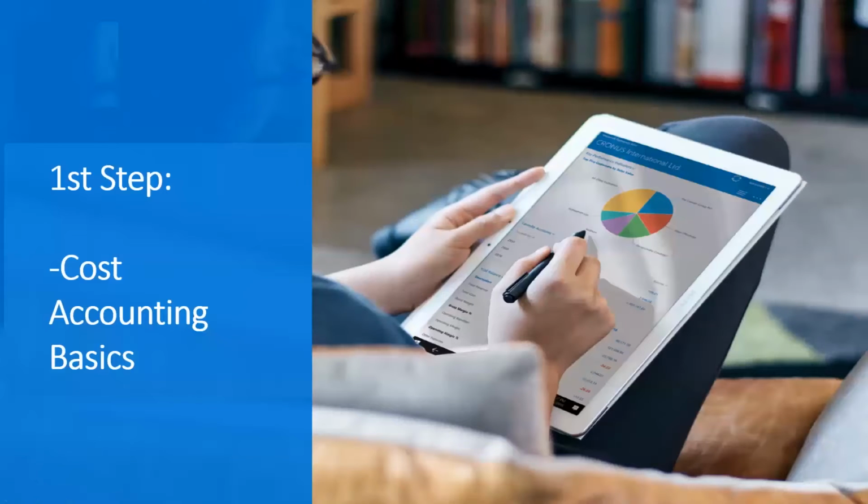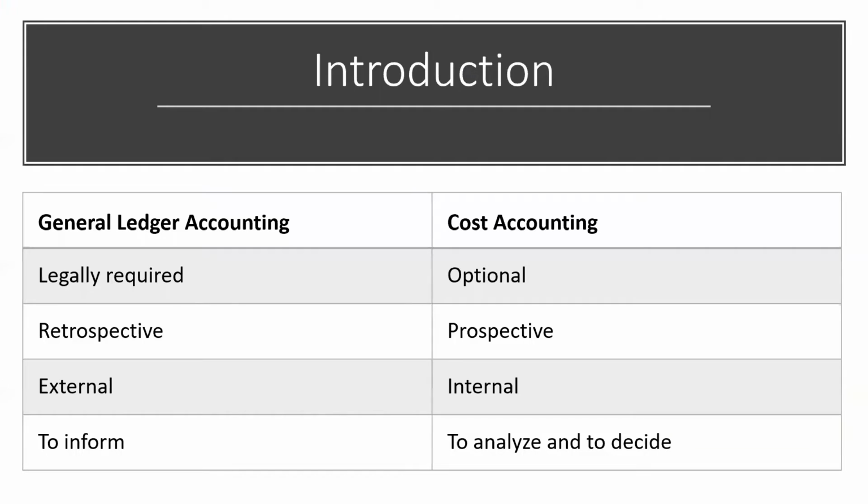this is what I'm going to be reviewing today, how to generate this for the first time. And what is happening here? Excuse me. The general ledger accounting is legally required, it's retrospective, external, and to inform, all right? So you prepare your reports for the entire month, you close your figures, and that's it.